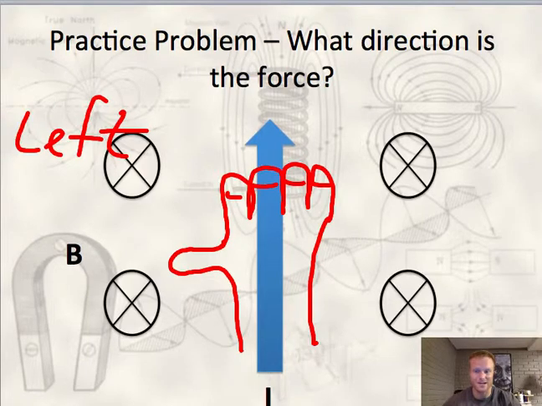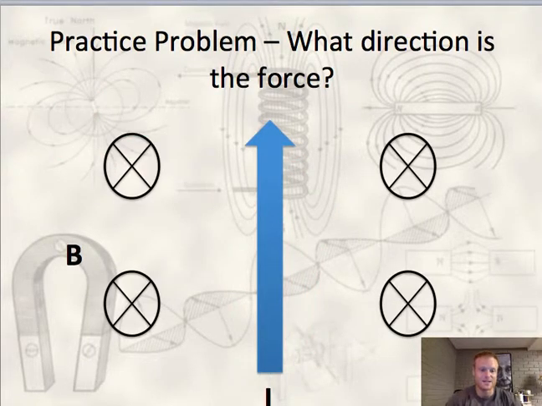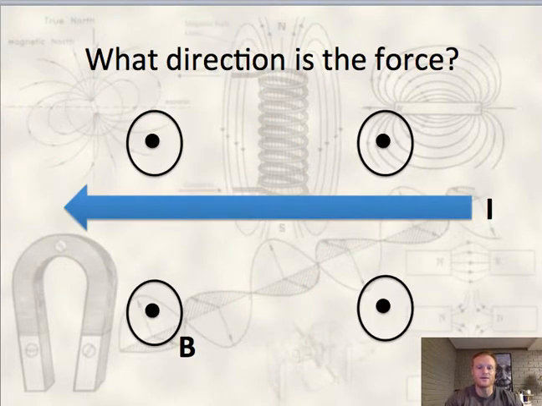All right, let's try another practice problem. Here we have, what is the direction of the force? Okay, so notice the current, this wire here, is moving from right to left. So my fingertips are probably going to be pointing left. Now, what direction should my palm be facing? Well, this circle with a dot here, here, and here represents the magnetic field. And it's saying that the magnetic field is coming out of the screen. It's kind of like hitting you in the face.